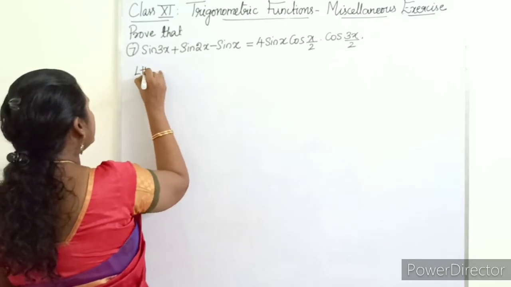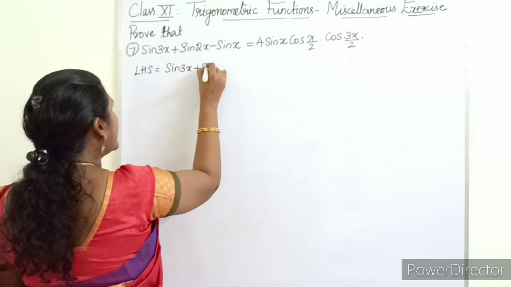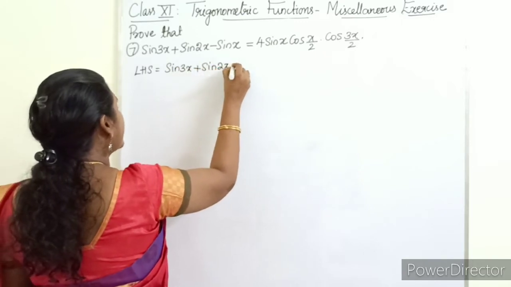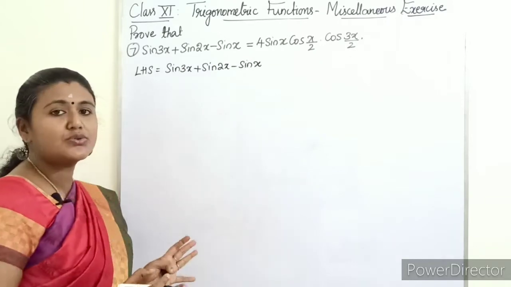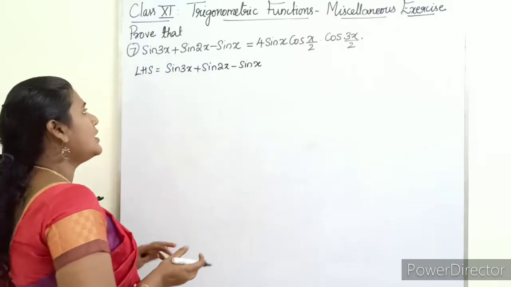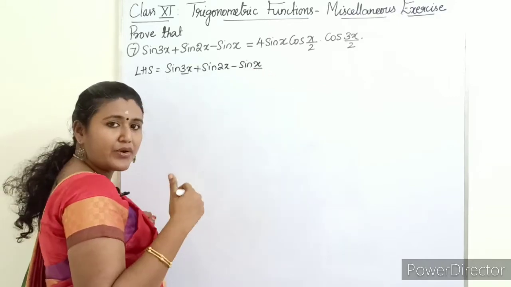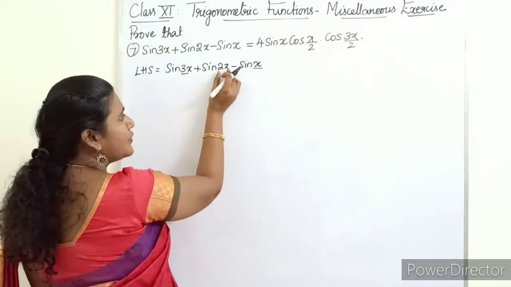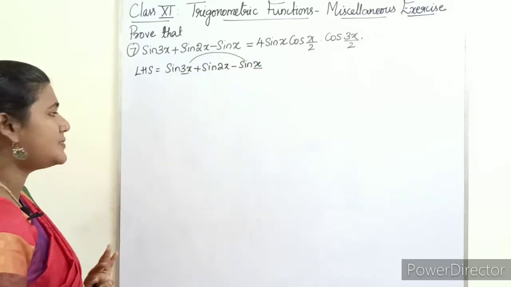So LHS is equal to sin 3x plus sin 2x minus sin x. Here if you see, we have three terms. Which two terms do you have to group together? You add the angles: 3x plus x is 4x, 4x by 2 is 2x. So here you have 2x. So we'll group the first and the last term together.